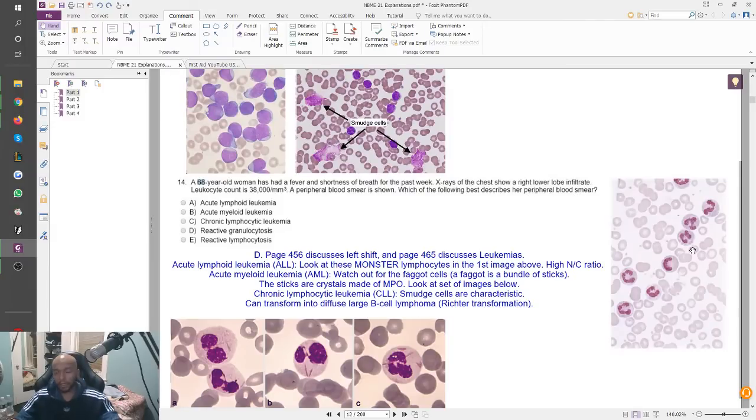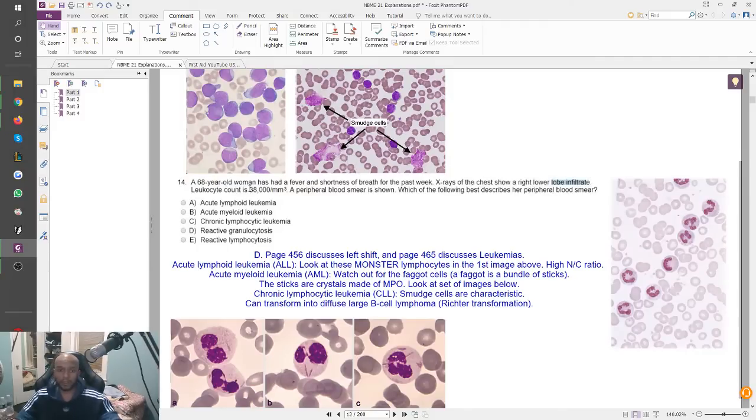So now, could she have some kind of cancer or is she just reacting to some kind of infection? Now you know she has an infection. They told you that, right? Because X-ray of the chest shows right lower lobe infiltrate. So she has some kind of infection.